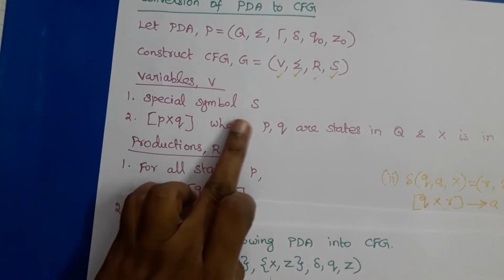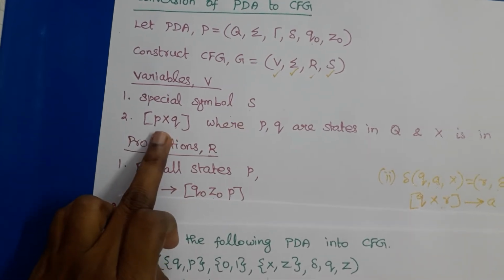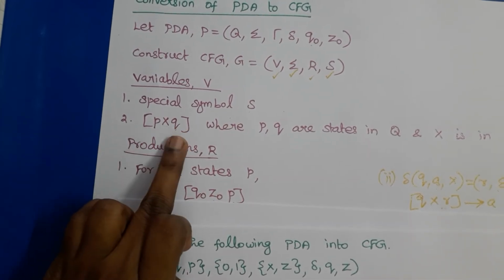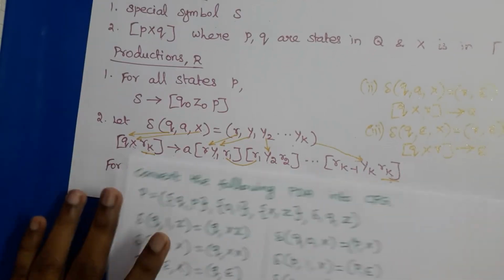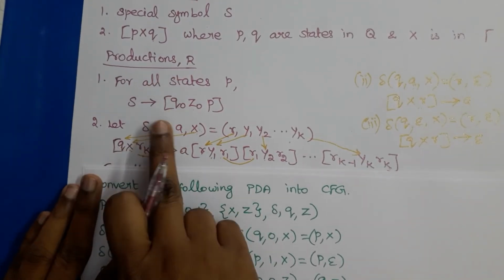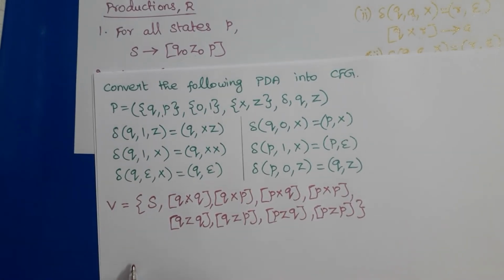First rule, yes. Second, we have to construct all variables in the form of PXP, where P and Q are the states in Q, X is the symbol in gamma. So we have got 8 different states. Then we have to construct a set of productions. So by following the first rule, how to form the rule?